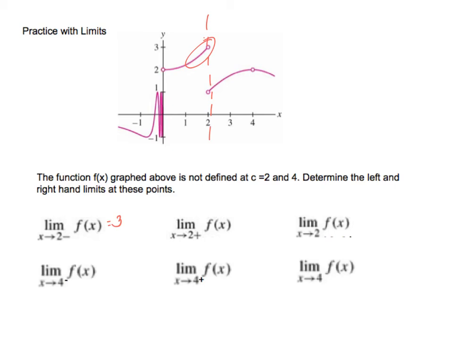If I take a look at x approaching 2 from the right, the y values are going to 1. Therefore, they're not the same. The limit does not exist. If I go through the same thing with 4, so 4 on the left, it's approaching, we'll estimate that to be 2. And if I go on the right, also 2. Because those are both the same, the overall limit is 2.